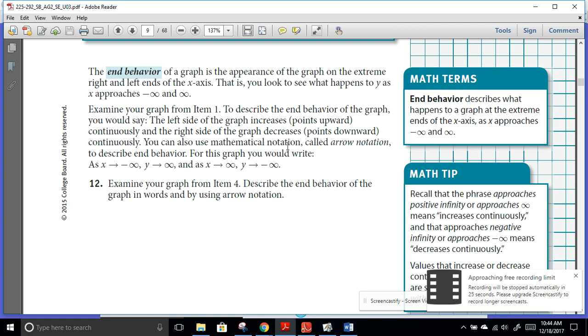So this will be what our next video is about, over end behavior, okay, and how to write it. It's not a difficult concept to talk about, but it is sometimes a difficult concept to write about because of all this notation. But we'll talk about it next, okay?